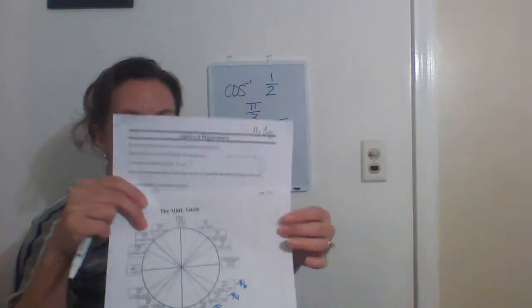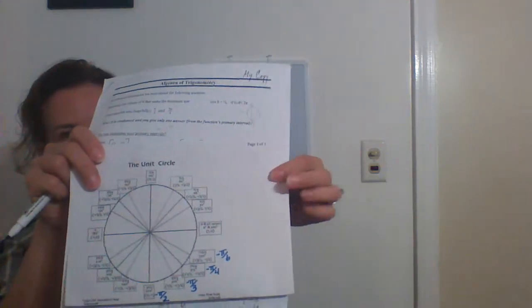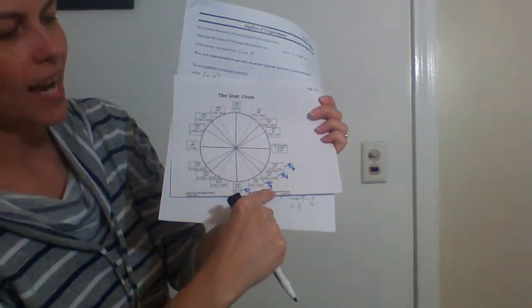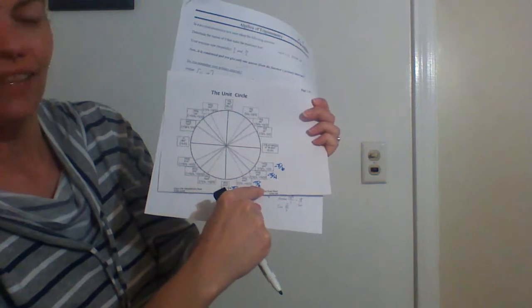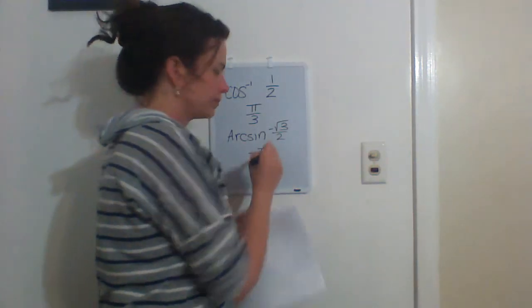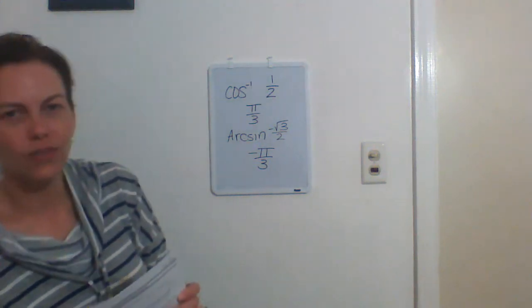So notice on my unit circle, I have the negative values. So what I have down here is, instead of 5 pi over 3, I'm going to give my answer as negative pi over 3. So that would be the answer for number 2.